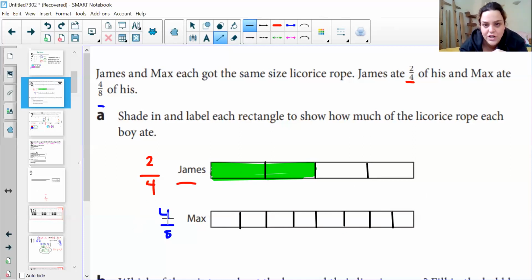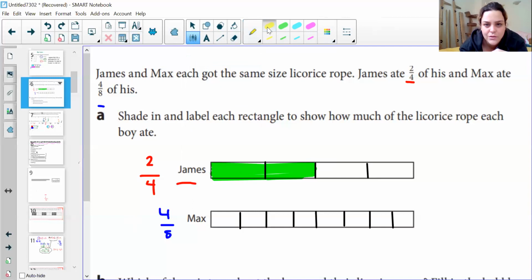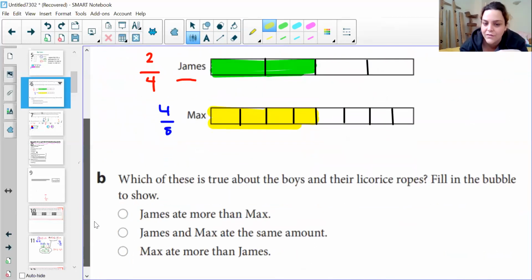And I know I have to shade in 4 parts out of the 8, so I'm going to grab another highlighter again. Let's do yellow. And 4 parts, okay. Those are 4 parts out of the 8. And what are we seeing? 2/4 and 4/8 are equivalent, right? It doesn't matter how they both partition them. We know that 2 is half of 4 and 4 is half of 8.